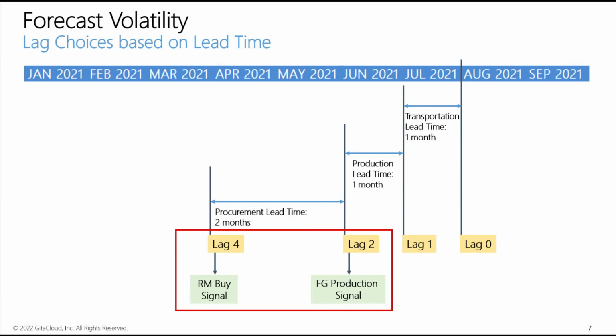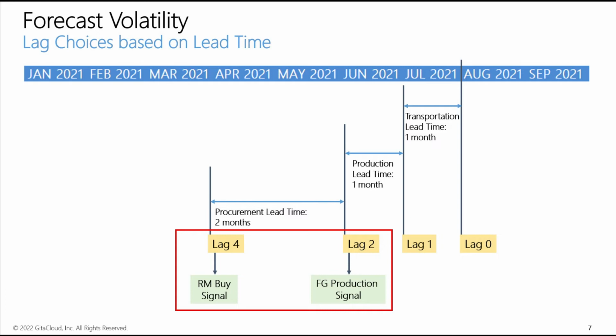The choices for lag values should be driven by average procurement, production, and transportation lead times for a given enterprise. Let's say we take 2 months on an average to procure raw materials, 1 month to produce finished goods, and 1 month to ship product from plant to DC. We will need to trigger procurement in April and production in June to service demand in August.